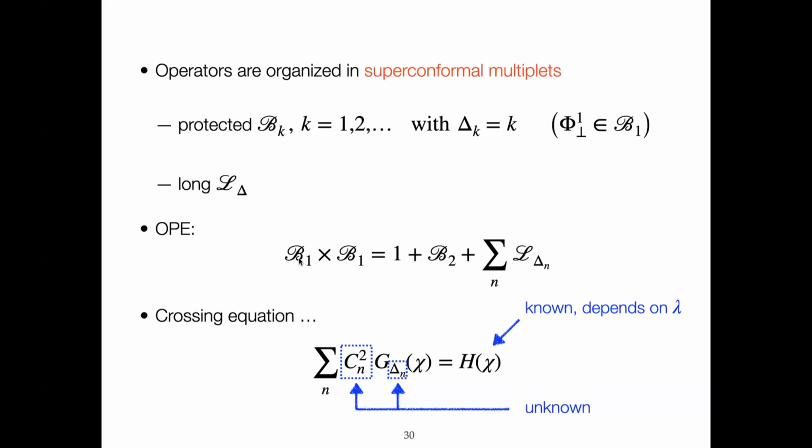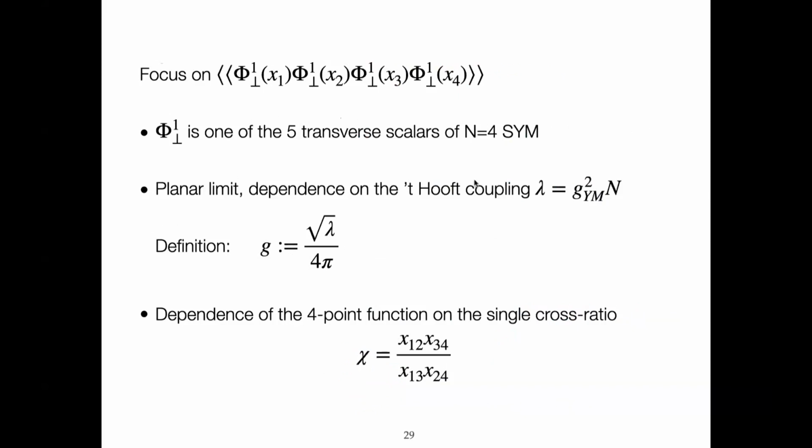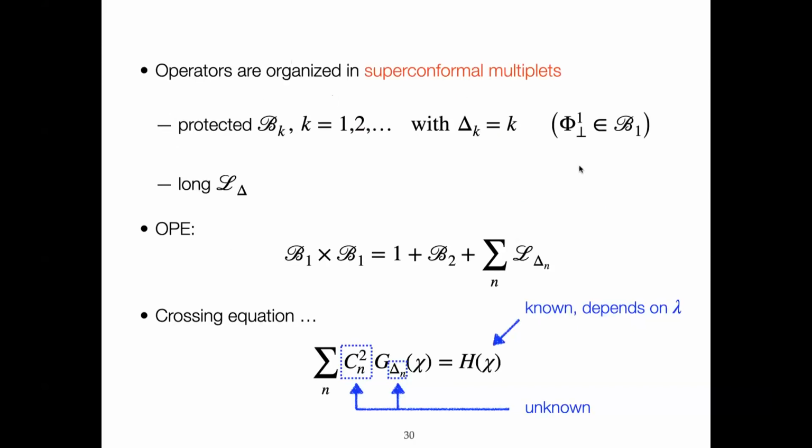Okay, by the way, phi1 perp, which I'm inserting in the correlation function here, is one of the operators in the smallest, simplest protected multiplet, B1. So basically we care about the operator product expansion of B1 with B1, which has the identity. It has B2, which is basically phi1 perp squared, roughly speaking. It's the product, appropriately symmetrized in indices, etc. And then you have an infinite number of contributions of long multiplets.